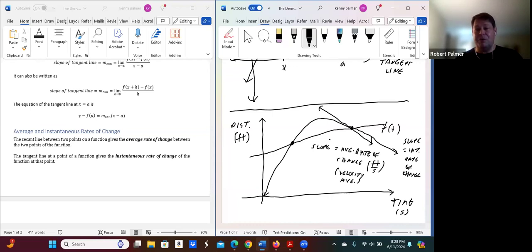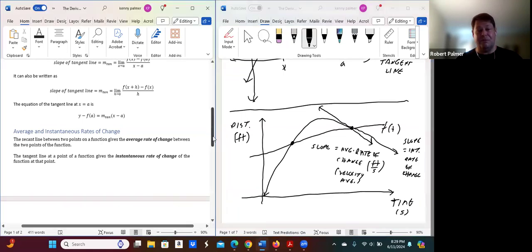So that's what we're looking for. Basically, we want to start with a secant line like this, the slope of a secant line, and turn it into the slope of a tangent line using the limit. And that's what's called the derivative.